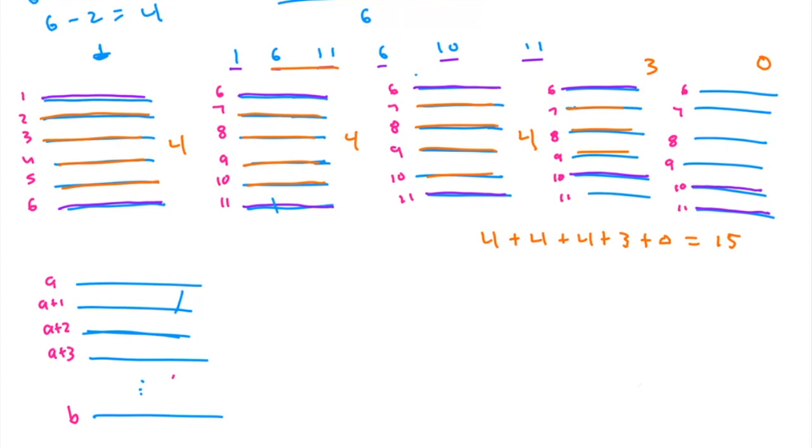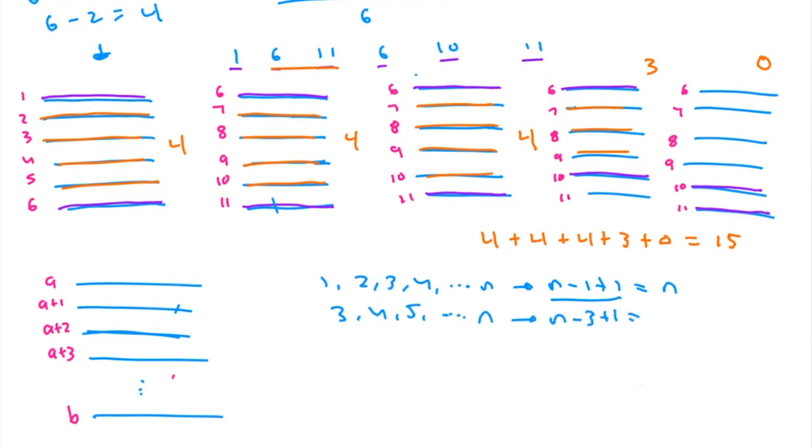So let me just go through what all of these numbers mean. You know that from counting the numbers 1, 2, 3, 4, all the way to n, there are n minus 1 plus 1, which is n numbers. This is the formula to count the amount of numbers. So for example, going from 3, 4, 5, all the way up to n, there are n minus 3 plus 1, which is n minus 2 numbers, because we exclude the numbers 1 and 2. So the same logic applies over here.